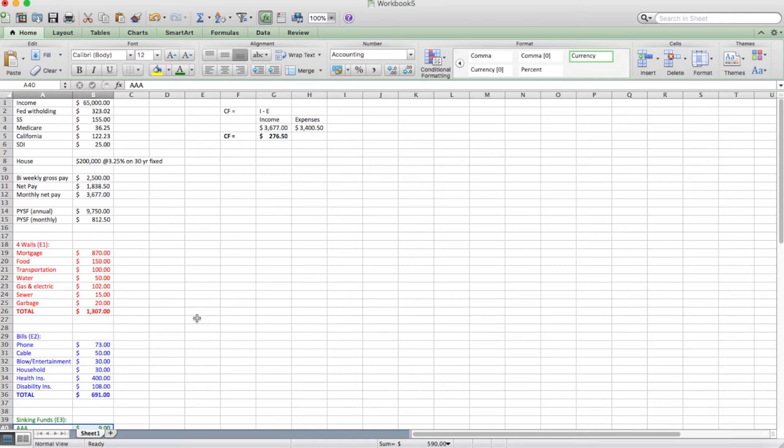We have a fully funded emergency fund, and what we now do is take this extra 276 and apply it to the mortgage, extra. So instead of $870 per month, which is the normal monthly payment, I would add the additional 276 on top of that for a total of about $1,146.50.